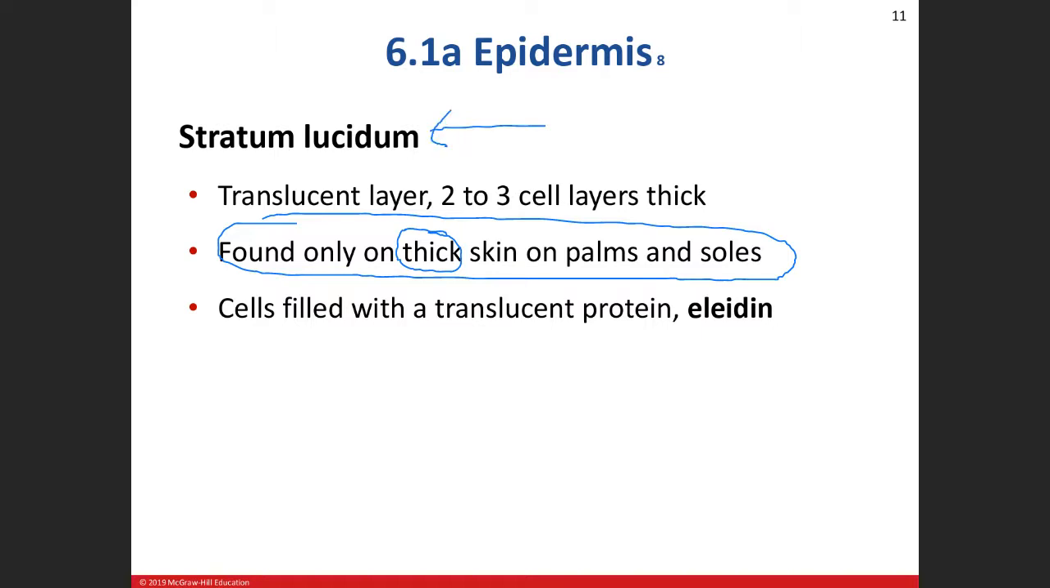Does the tip of your nose have stratum lucidum on it? How about the back of your hands? How about on the back of your calf? Right, good. Okay, good.